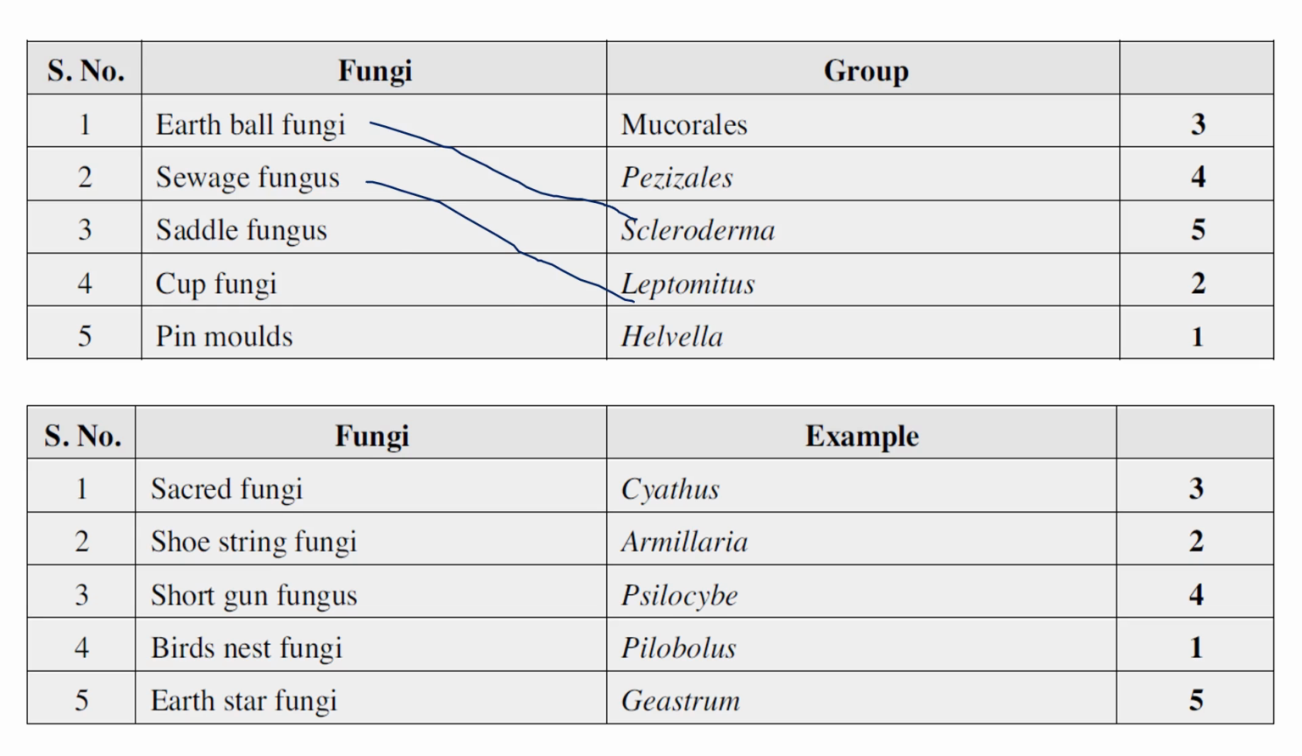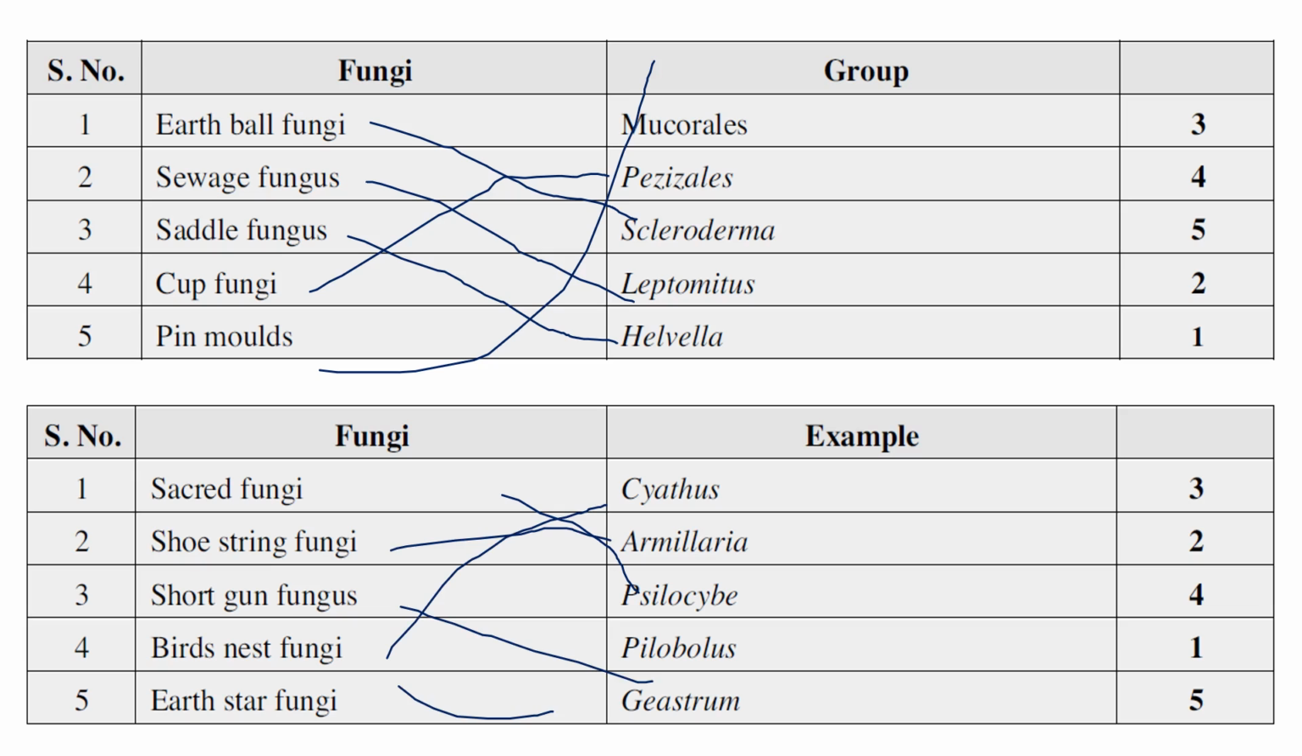So saddle fungi, that is related to Helvella. Cup fungi, so cup fungi generally Pezizales, and pin molds are Mucorales. So other names, just like other names. Sacred fungi, example is Psilocybe, shoestring fungus Armillaria, shotgun fungus Pilobolus, bird's nest fungus Cyathus, earth star fungus Geastrum. Just like the other names are common names of the mushrooms.